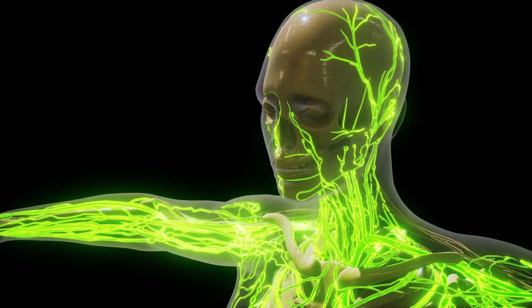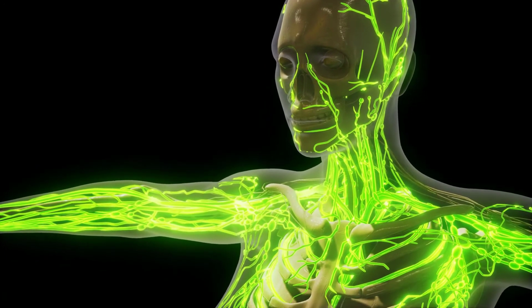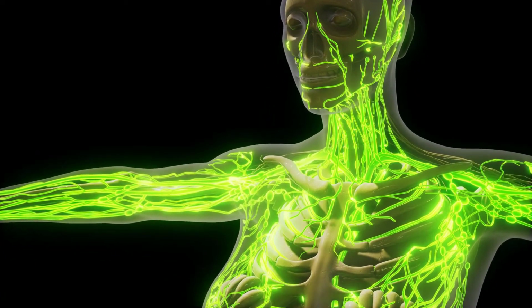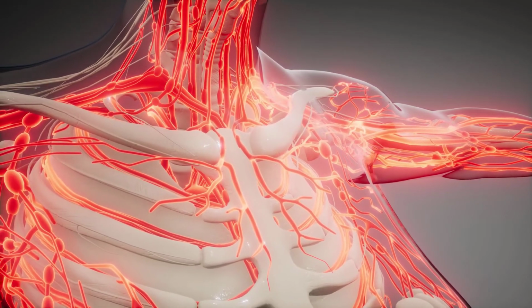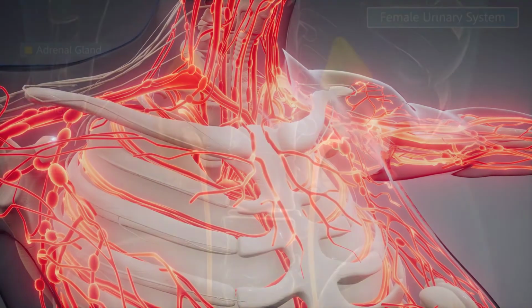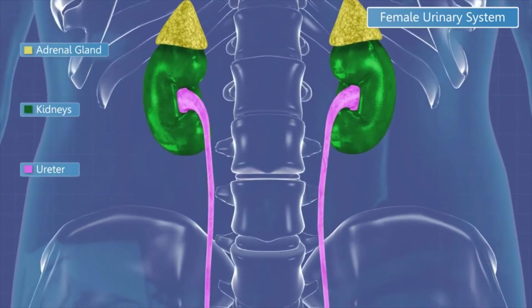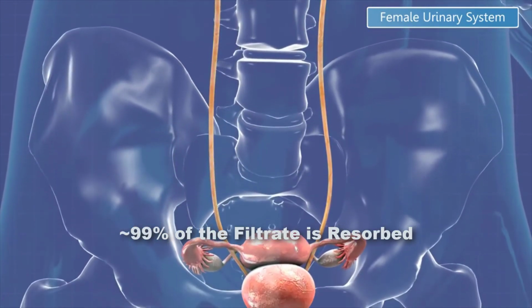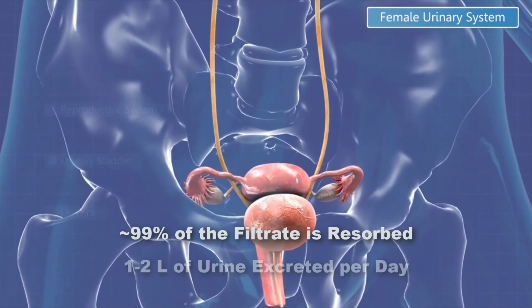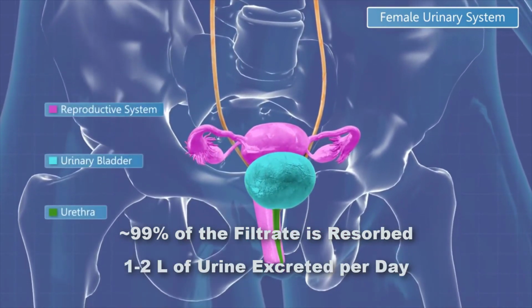These are impressive numbers, considering that it is about 60 times the amount of blood in the body and 50 to 60 times the amount of filtrate produced by all other capillaries combined. Only a small portion of this is eliminated as urine. An average adult resorbs about 99% of the filtrate and excretes 1 to 2 liters of urine per day.